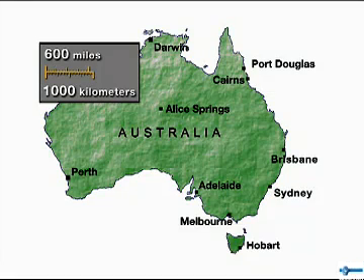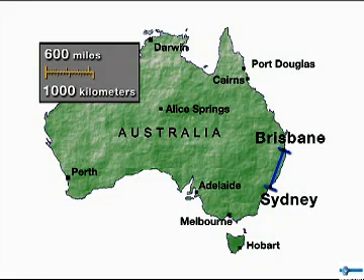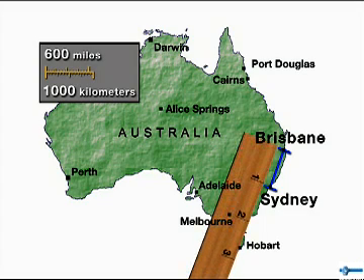Let's use the scale to help us figure out the distance in miles between Sydney and Brisbane. One way to measure the distance between 2 cities on a map is to use a ruler. We can measure the distance on the map using the ruler and then compare the distance to the map scale.